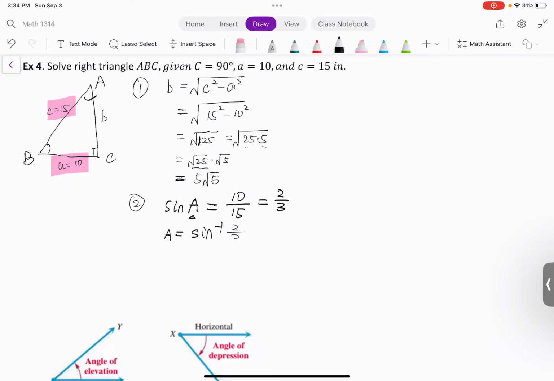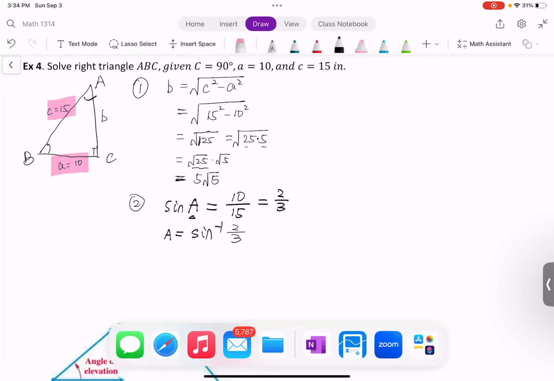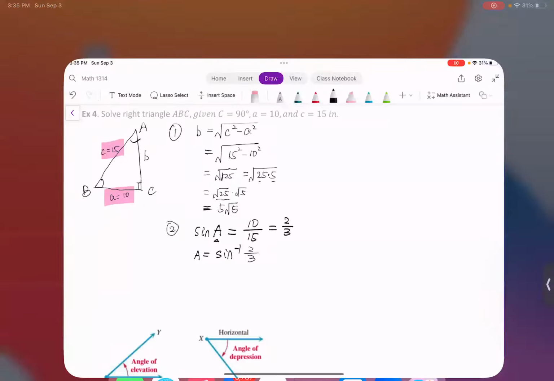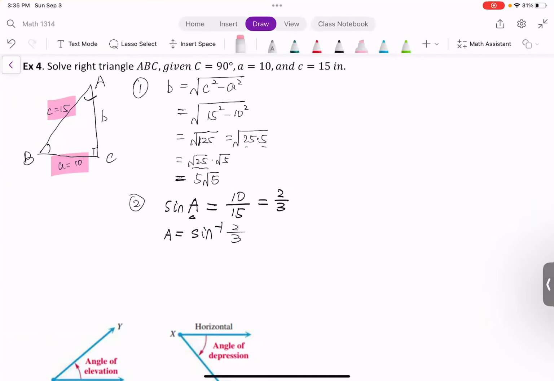Then use our calculator to find the solution. So let's clear the board. And second, sine, that's 2 divided by 3, close the parentheses. So that's about 41.81 something. So let's put the angle, the solution here.